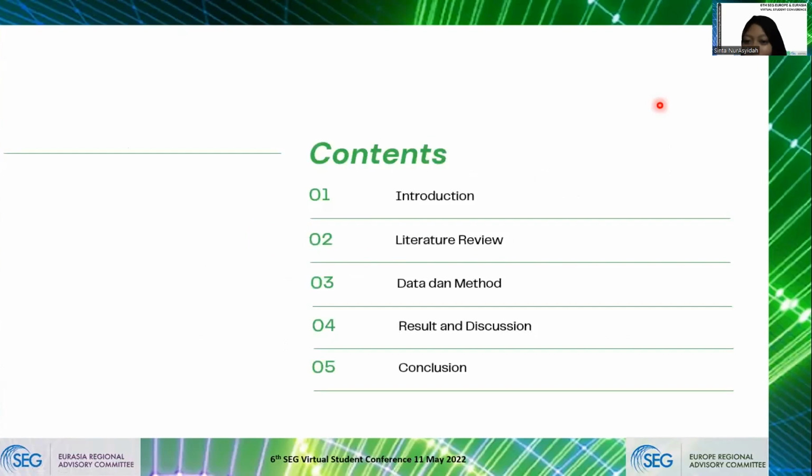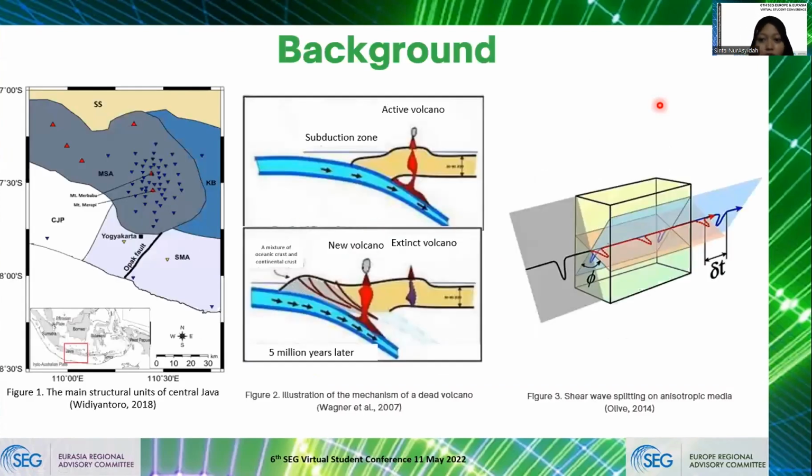This is the outline of the presentation. Without wasting much time, I'll start with the background. As we know, Central Java is part of the Sunda Arc, which has relatively high seismicity and a complex geological system due to the Indo-Australian plate that is subducted under the Eurasian plate. The convergence rate varies from 5.6 centimeters per year in the western part of Java to 6.5 centimeters per year in the east.